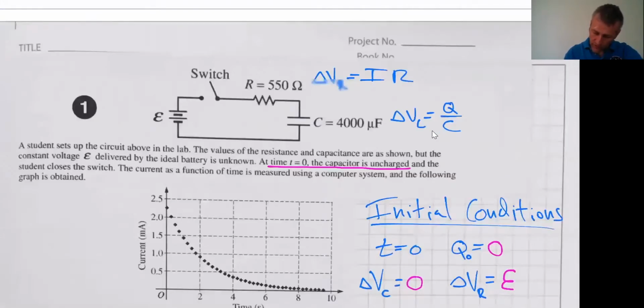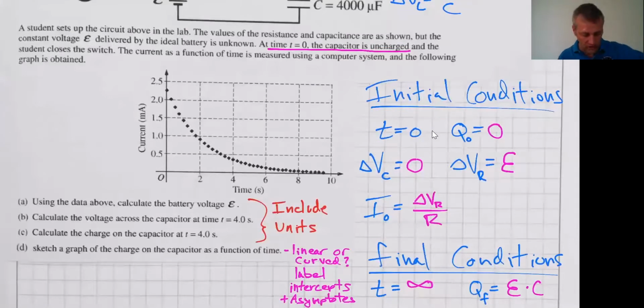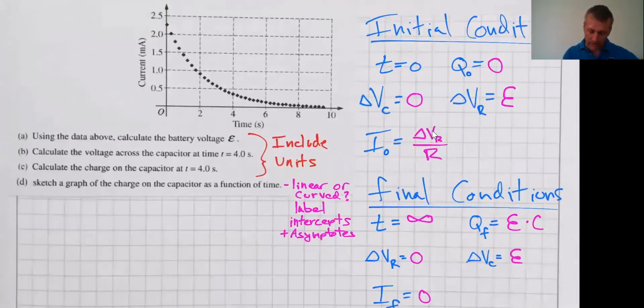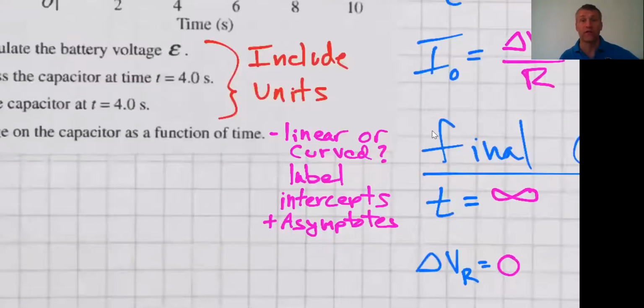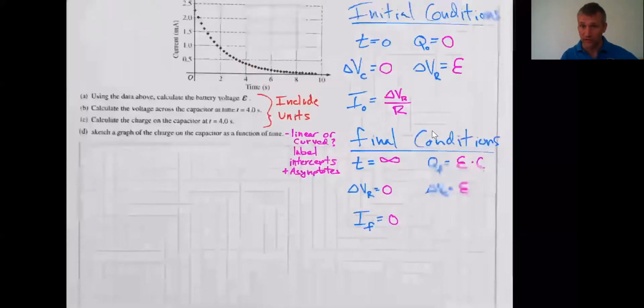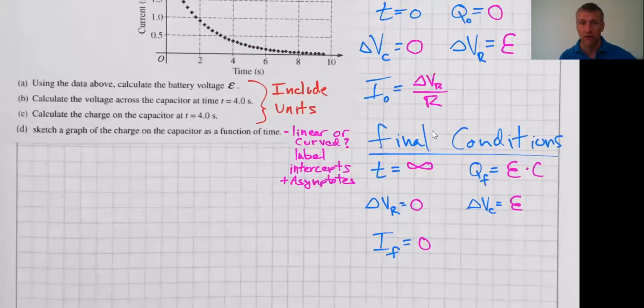So initial conditions, final conditions, I think that's everything I need to say. Make sure you include units for parts A, B, and C. And then in part D, is the graph going to be linear or curved? You can look back in the previous notes to think about that. And make sure you label intercepts and asymptotes as appropriate. In this case, because we're dealing with numerical quantities, you should have numerical values on your intercepts and asymptotes there. In other problems, they would just be symbolic values for your intercepts and asymptotes.